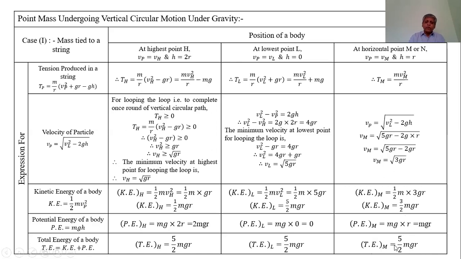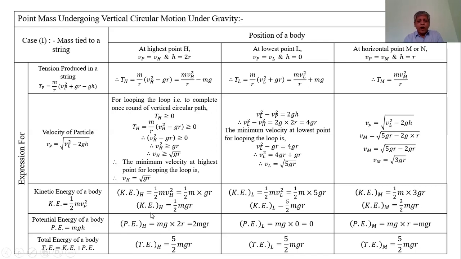From these expressions, we conclude that the total energy at every position is constant, that is the same. That means in vertical circular motion, total energy is always conserved. Always conserved. Remember this.